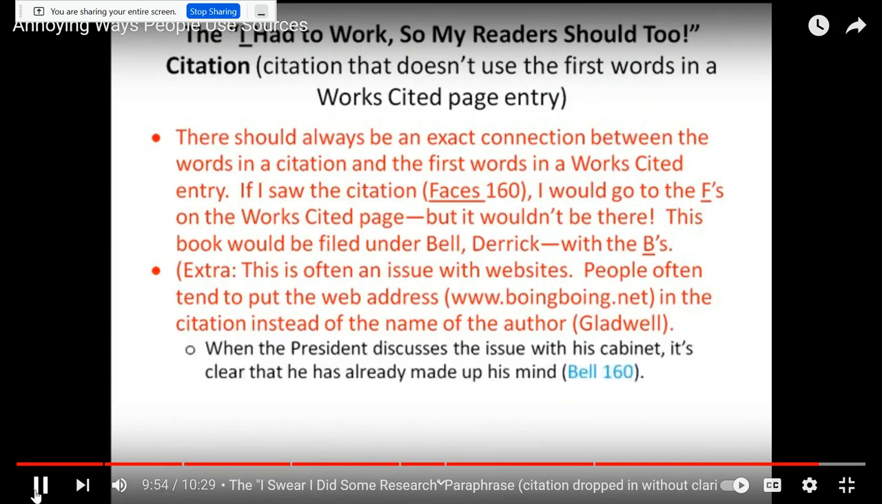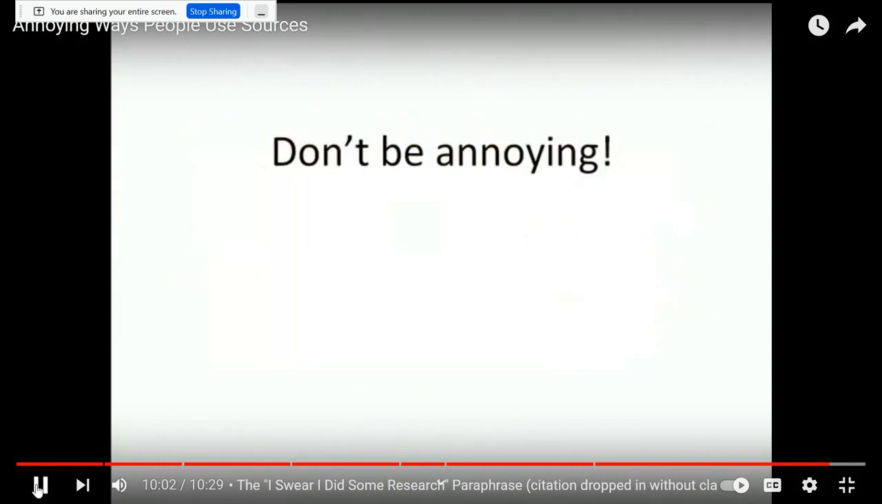So here's how that one we just looked at would be fixed. If you're baffled and I went over that too fast, and again, for APA, it would be Bell, comma, 1992, comma, page 160. For any of these, look it up. Hey, it's not that hard. The lesson here is don't be annoying.